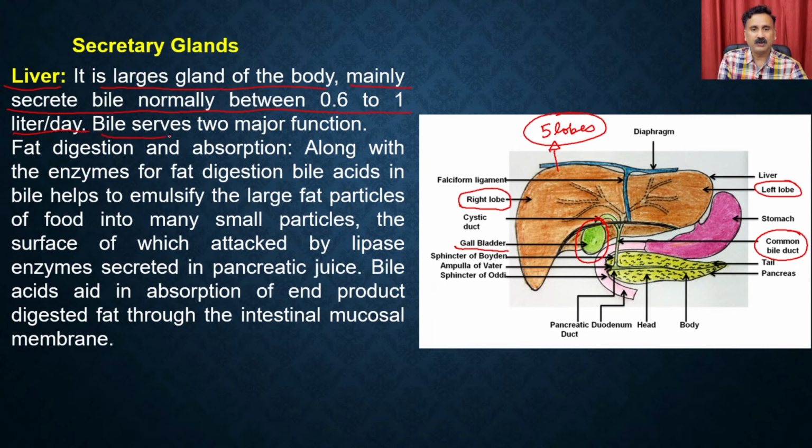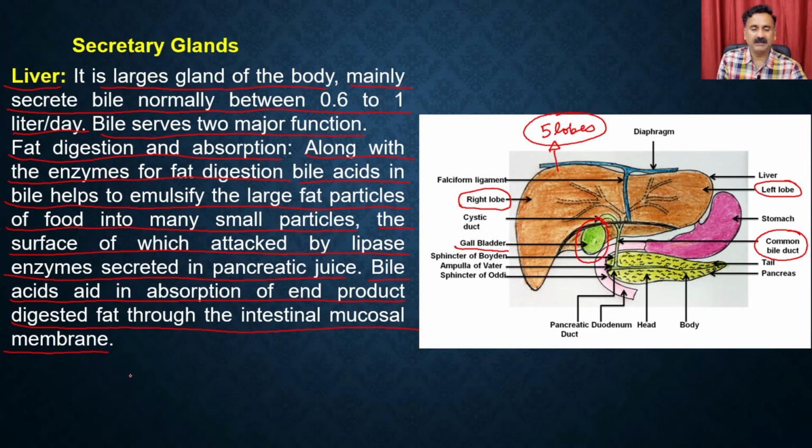Bile serves two major functions. It is required for fat digestion and absorption. Along with the enzyme for fat digestion, the bile acid in bile helps to emulsify the large fat particles of the food into small particles, on the surface of which the lipase enzyme secreted in the pancreatic juice acts. The bile acids also aid in the absorption of the end products of digested food through the intestinal mucosal membrane.